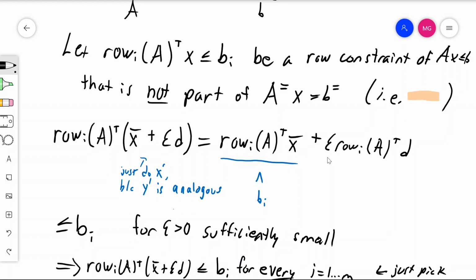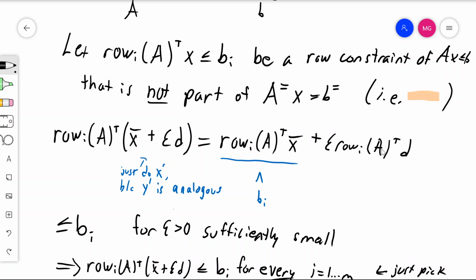Okay, and what we're using now is the fact that this constraint is not tight for x bar. So what we know is that row i of A times x bar is strictly less than b_i. We know that x bar is feasible, so it satisfies all the constraints, either strictly less than or exactly equal to, and we're dealing with a constraint that is not tight, so it must be strictly less than. So this quantity here is strictly less than b_i, and then we just have this remaining part right here, epsilon times row i of A times d.